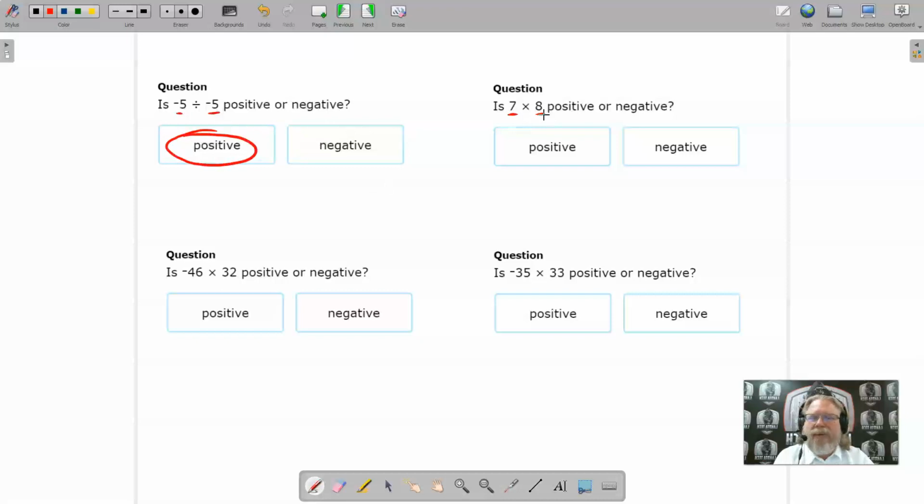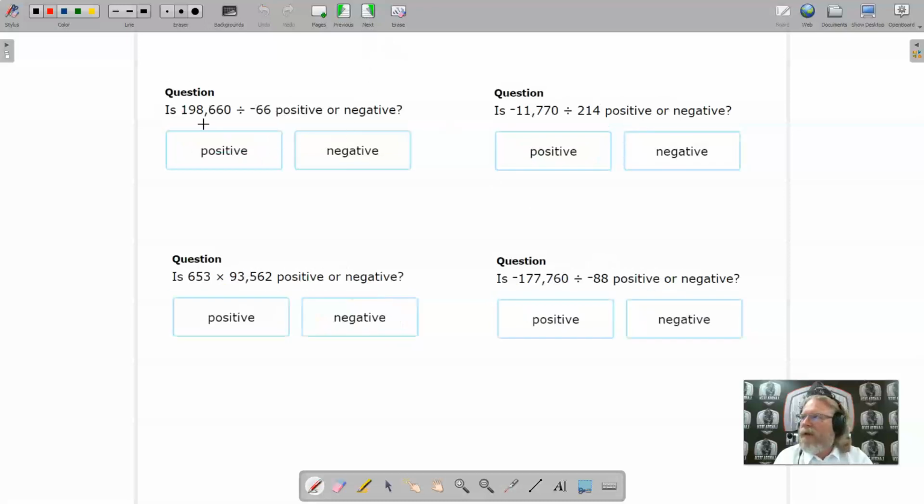Here we have a positive times a positive. Well, we've known for years that a positive times a positive is a positive, and they are indeed the same sign. Negative times positive, different signs, so the answer is going to be negative. Here we have a negative times a positive. They're different signs, so the answer is going to be negative. Here we have a positive and a negative, different signs, so the answer is going to be negative. Here we have a negative and a positive, different signs, so the answer is going to be negative. Negative divided by positive is negative.